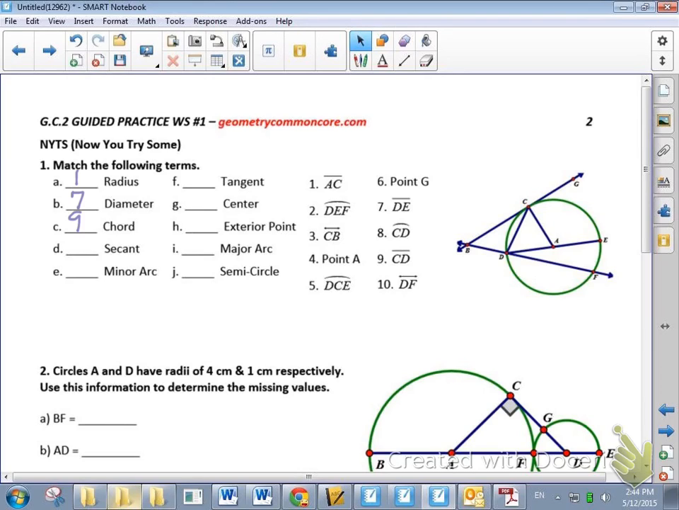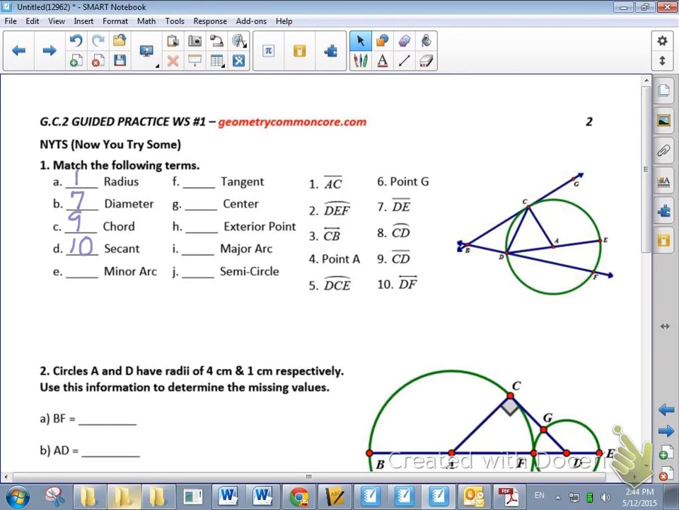All right, a secant. We know a secant is going to go through the circle, hitting the circle in 2 spots, hitting it twice, and it looks like we have a line going through D and F, so that could be named line DF or even BF. Let's see what we're looking for. What do we find there? DF is number 10.